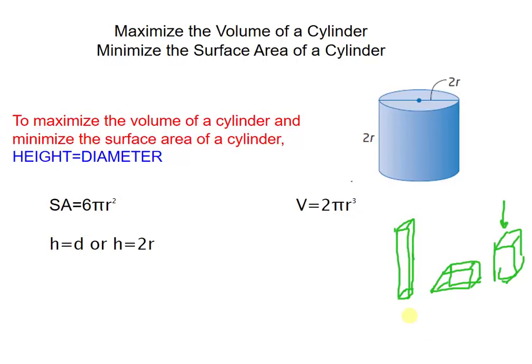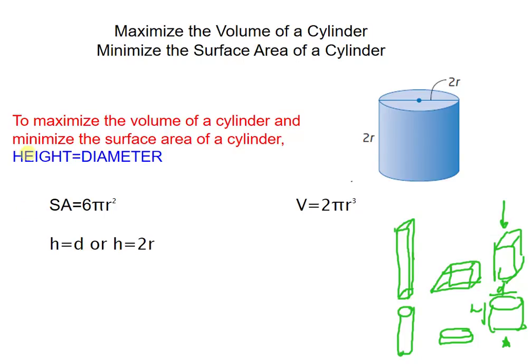If the cylinder is tall and skinny, it's not going to maximize the volume or minimize the surface area. If it's really short and fat, it's not going to either. But it's very proportioned. So the height is going to equal the diameter. That is the one that's going to maximize the volume and minimize the surface area.